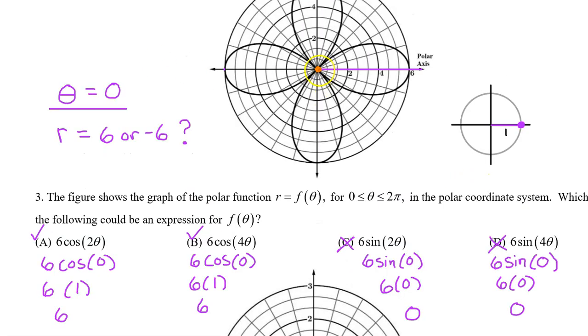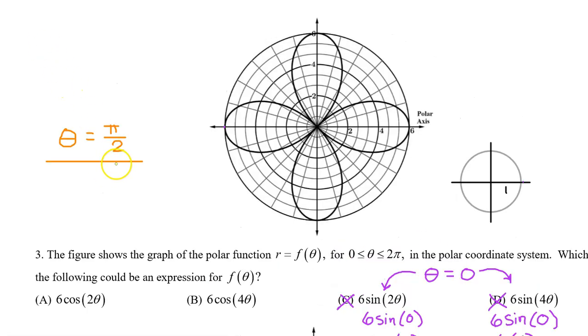You might have noticed that there is an R value of 0 at 0 radians. However, this R value of 0 at the origin could come from any angle. On the other hand, at 0 radians, we definitely see an R value of 6. Expressions C and D will only give us an R value of 0 at 0 radians, never 6. That's how we know that C and D cannot be the answers.